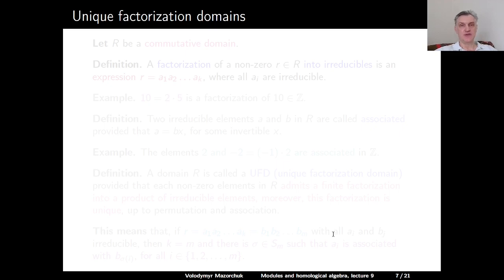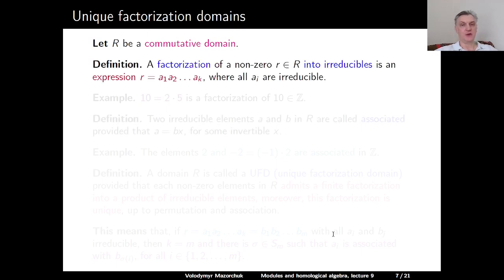Now we can discuss the notion of a unique factorization domain. Let R be a commutative domain. Definition: a factorization of a non-zero element r in R into irreducible elements is an expression r is equal to a1 times a2 times and so on times ak, where all ai are irreducible. For example, 10 is equal to 2 times 5 is a factorization of an element 10 in the ring of integers into a product of two irreducible elements 2 and 5. They are prime and so irreducible in Z.